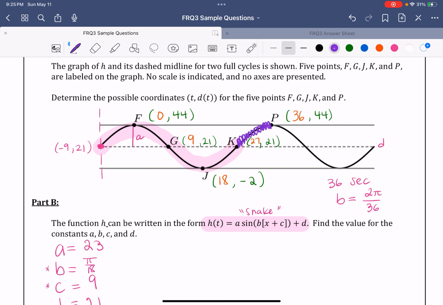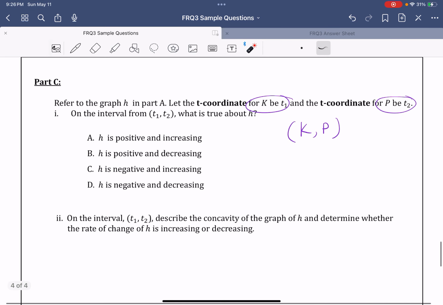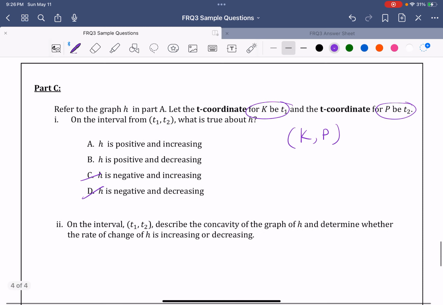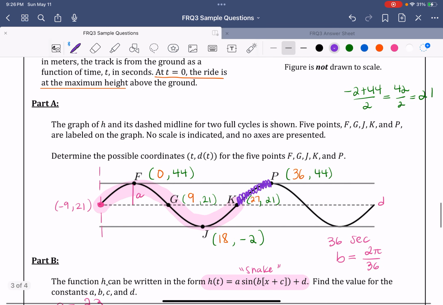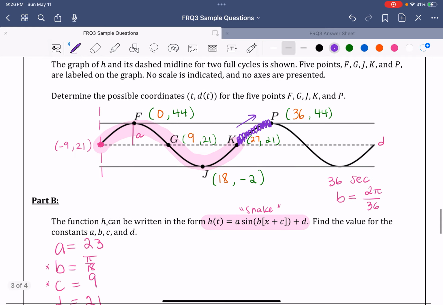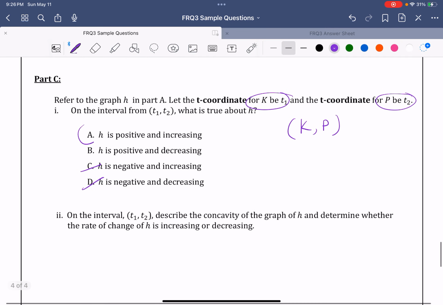Okay, so what were the two things they wanted? So is this piece positive or negative? So positive or negative, it literally means is it above 0 or below 0? So remember, I did have some negative numbers, but up here, it stayed positive, 21 and 44. So for sure, it's one of the ones that says positive. Okay, then is it increasing or decreasing? So when I look at it, I mean, in general, it's going up, right? So that is increasing. So that's it for that one.